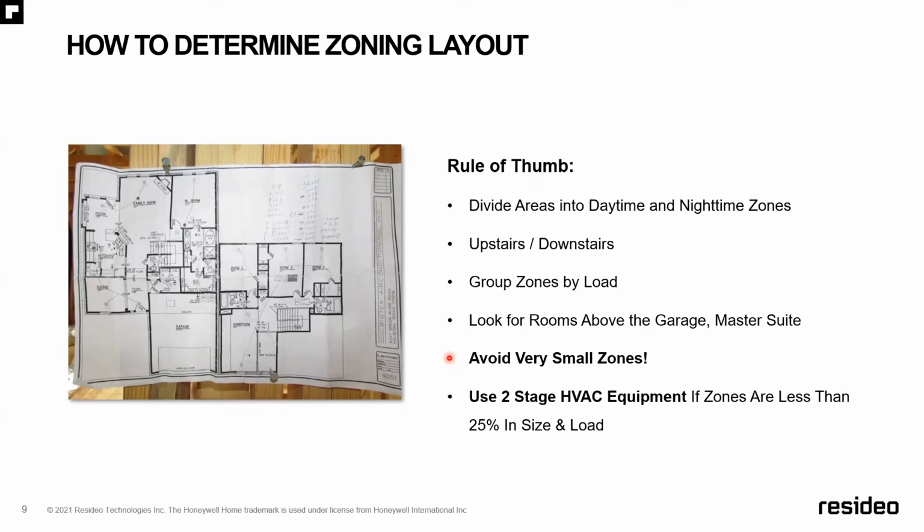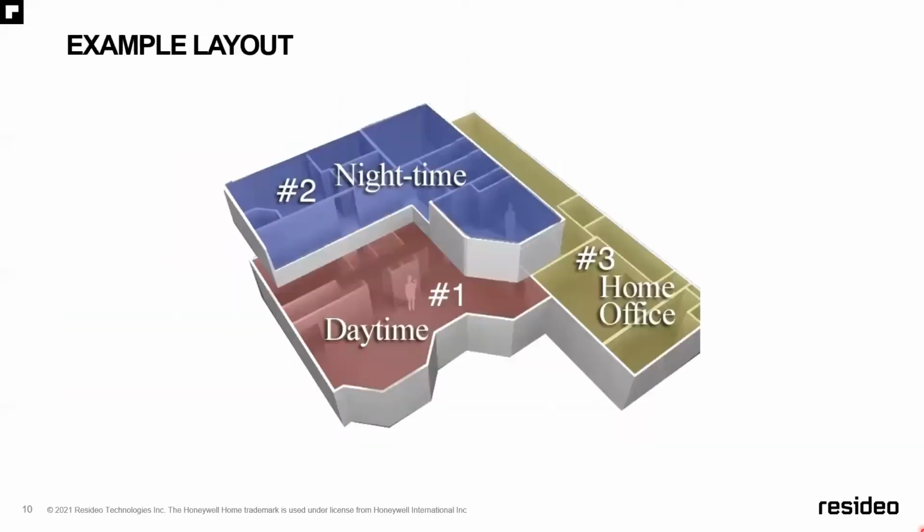So as a rule of thumb, please be very, very careful to avoid small zones, because this can create some special headaches. But one of the neatest things that you can incorporate, if you have enough money in the job, is the use of two-stage equipment. What the two-stage equipment will allow you to do is oftentimes vary the CFM that the blower is delivering. And so this will make the system run incredibly well.